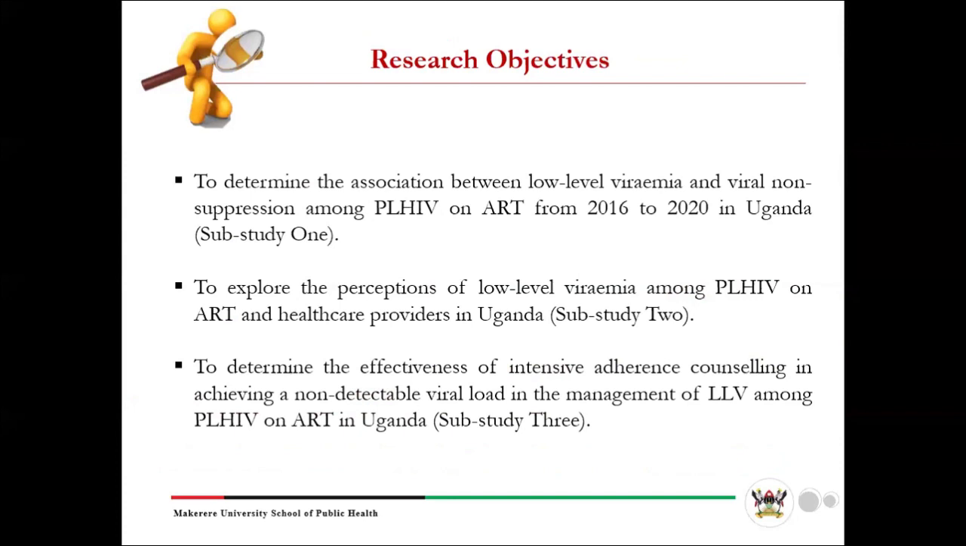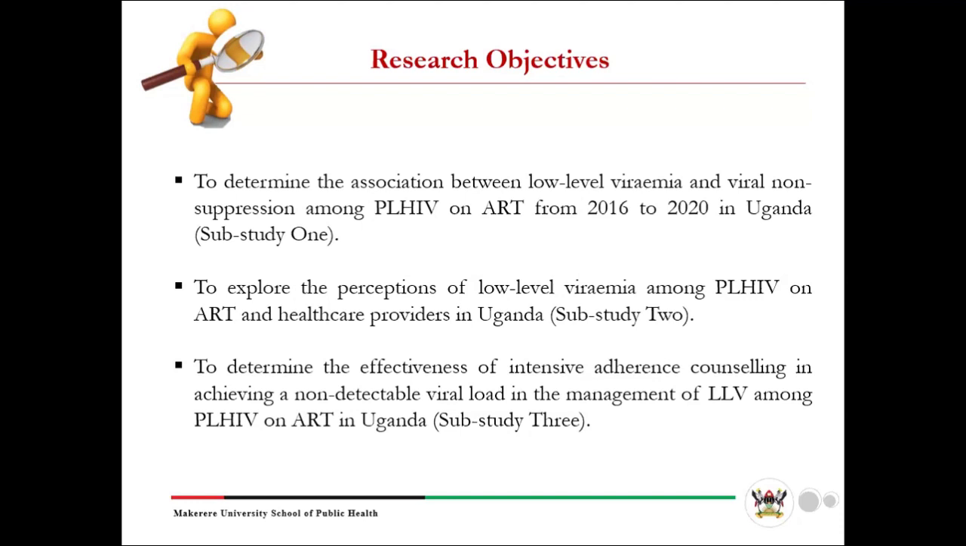The first one was to determine the association between low-level viremia and viral suppression among people living with HIV from 2016 to 2020 in Uganda. And this constituted our sub-study 1. And then the other objective, we wanted to know what people living with HIV and healthcare providers thought about low-level viremia in the country. And this was sub-study 2, which was a qualitative study.